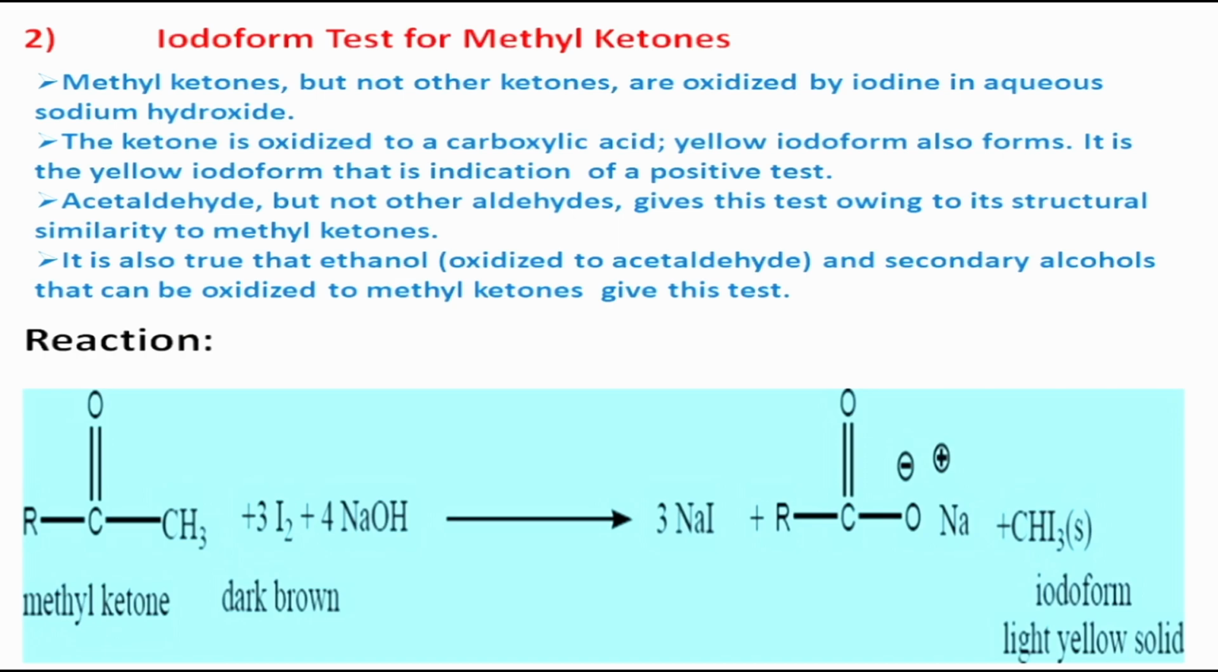In this reaction, the ketone reacts with iodine in the presence of base to form a carboxylic acid salt and iodoform as a product. The formation of iodoform confirms that the ketone is a methyl ketone. Methyl ketones, but not other ketones, are oxidized by iodine in aqueous sodium hydroxide solution. The ketone is oxidized to a carboxylic acid, and yellow iodoform is also formed. The yellow iodoform is the indication of a positive test.